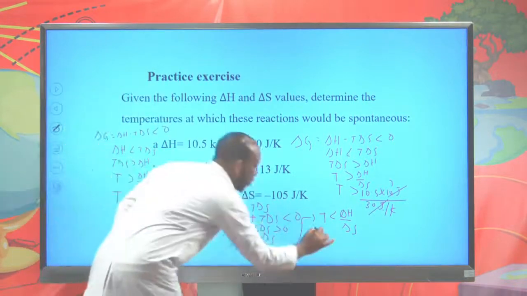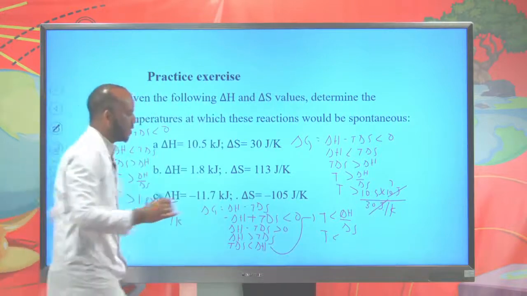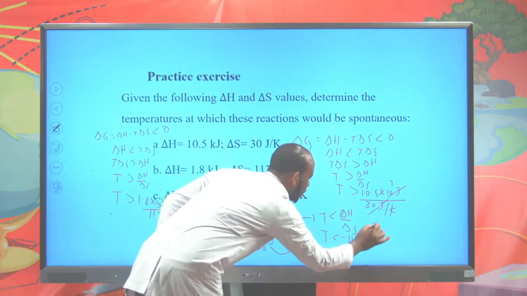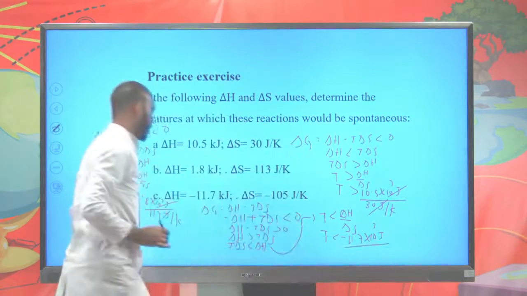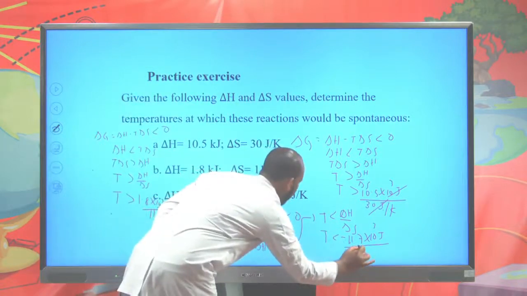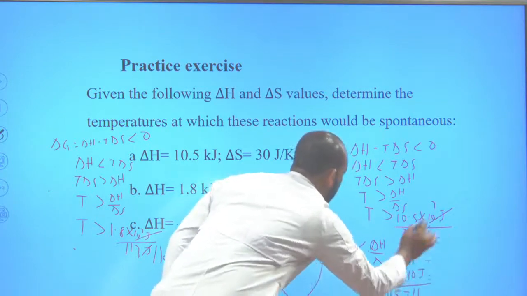For temperature less than delta H, which is minus 11.7 kilojoule, minus 11.7 times 10 to the power of 3 joule, divided by delta S, which is minus 105 joule per Kelvin, this reaction would be spontaneous.